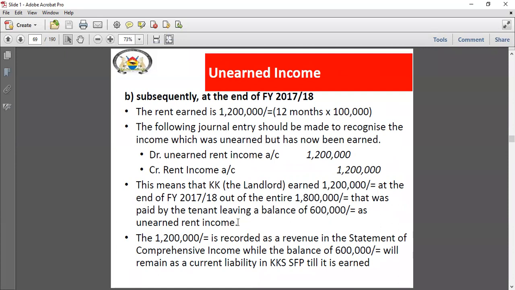You get it? So if we are recording our P&L, we are calling our revenue for the year. Our revenue for the year will only be the 1.2, because this is what they have basically given us for the time they have slept in the house or utilized the house. And then the balance will remain as current liability until when we shall earn that amount of money. You get it? So I hope you get that clearly, and I hope it sounds very well to you.